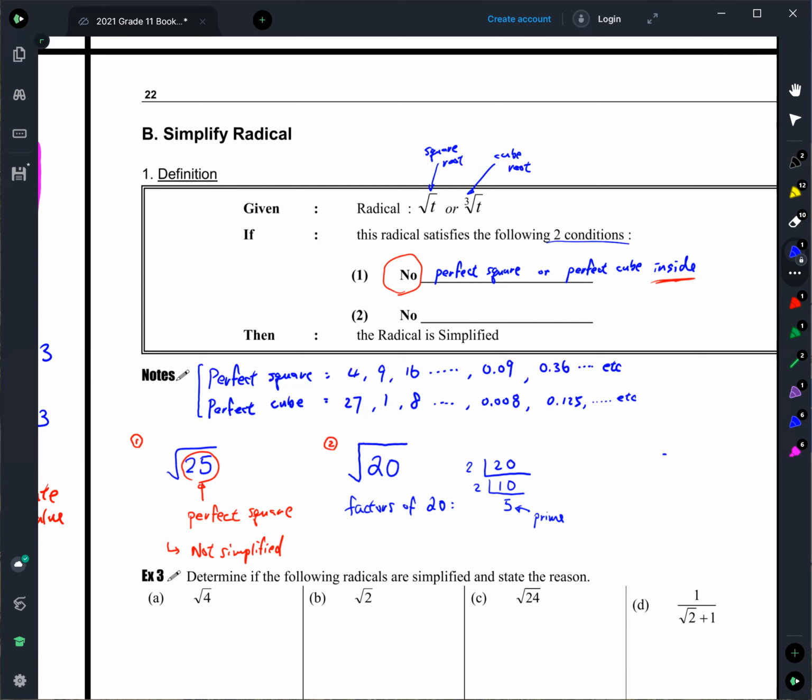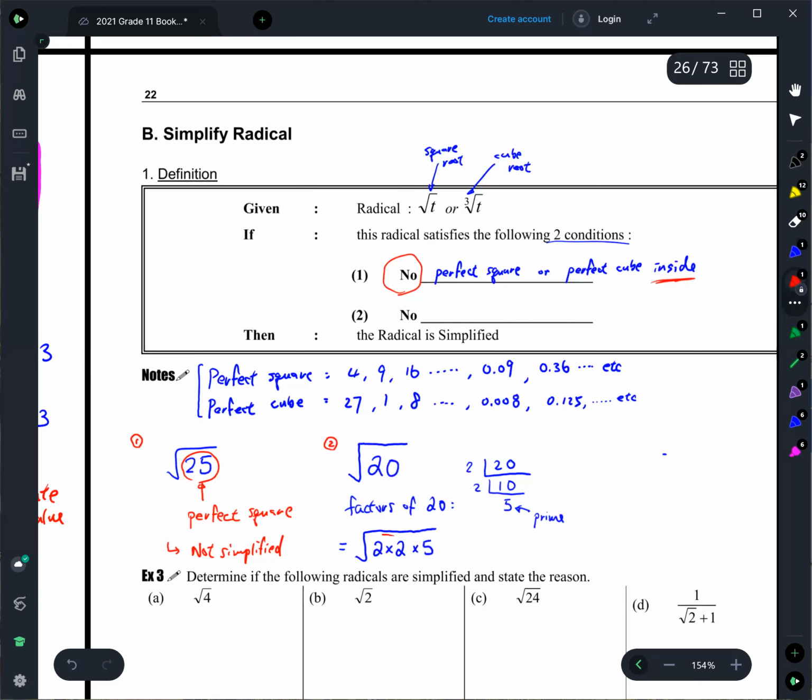So from here, we know that the 20, we can write it as 2 times 2 times 5. And inside here, the 2 times 2 is a perfect square, right? 2 times 2 is 4. 4 is a perfect square.